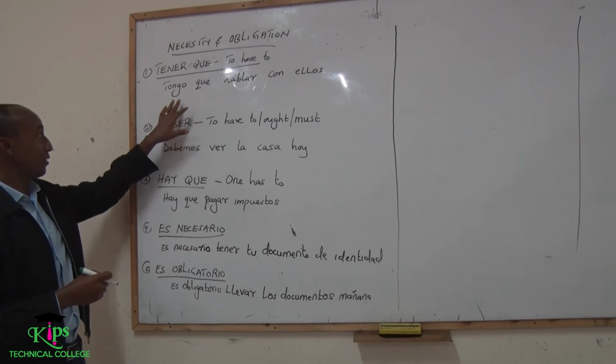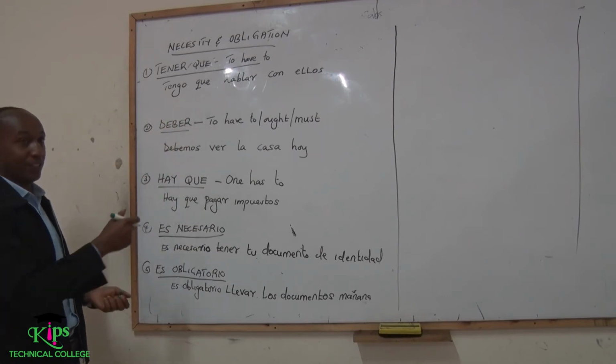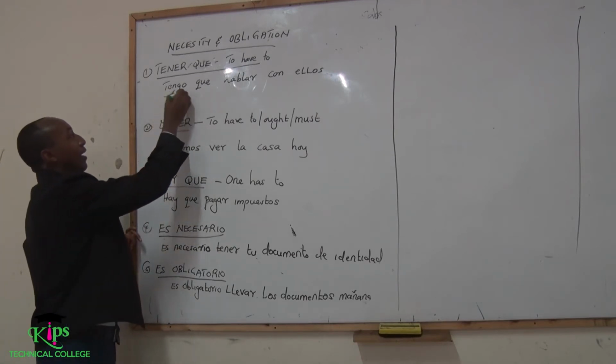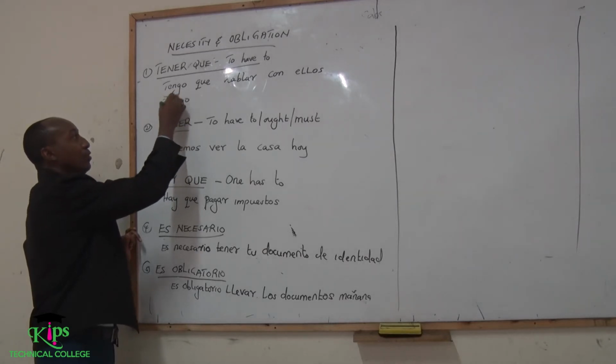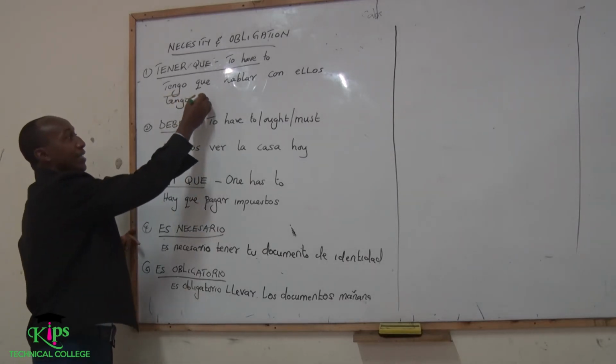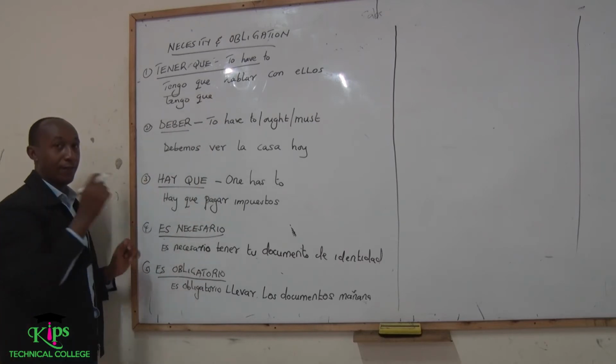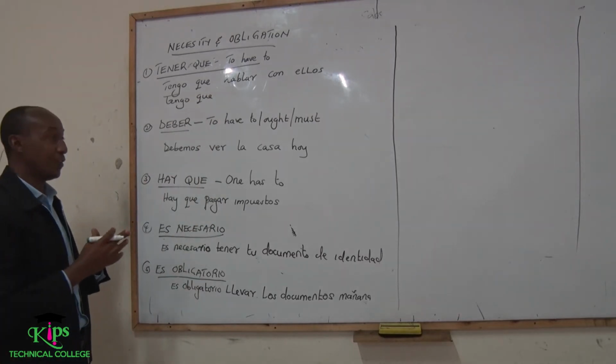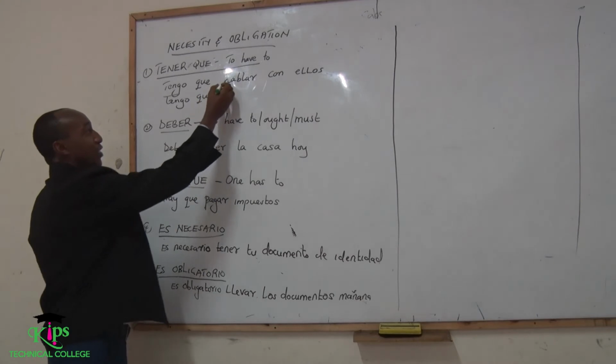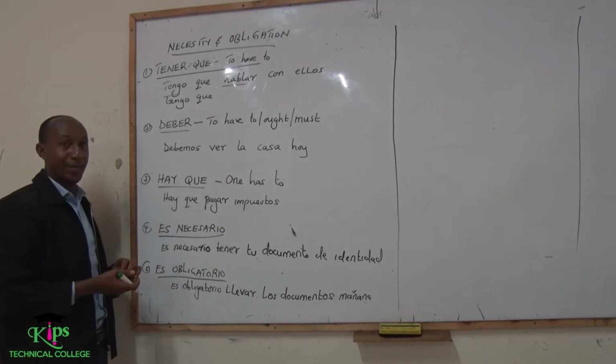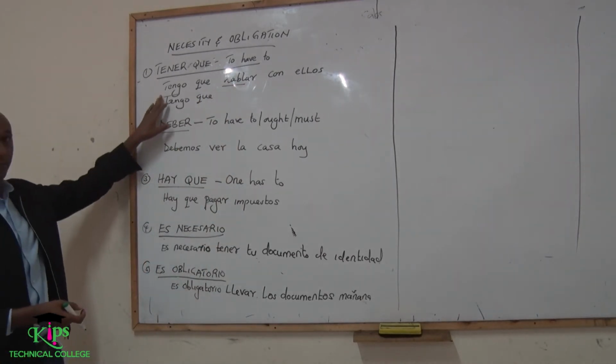But today we're looking at the same from a different perspective. For example, when someone says tengo, they're saying I have. Then when you add que, you'll be saying I have to. Then your que must be followed by an infinitive. For example, tengo que hablar. Tengo que hablar. So you can change the tenses the way you want.